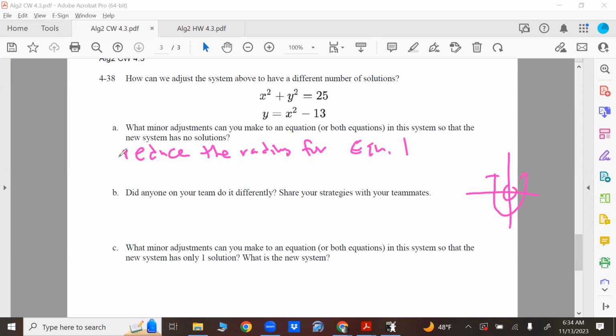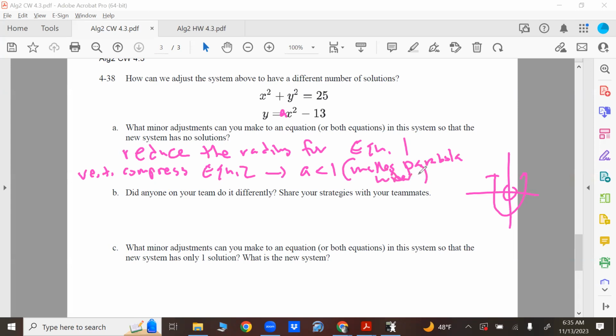Or you could vertically compress equation 2, meaning a is less than 1, where a is the coefficient of x squared, so that you make the parabola wider. So those are some things you could do.